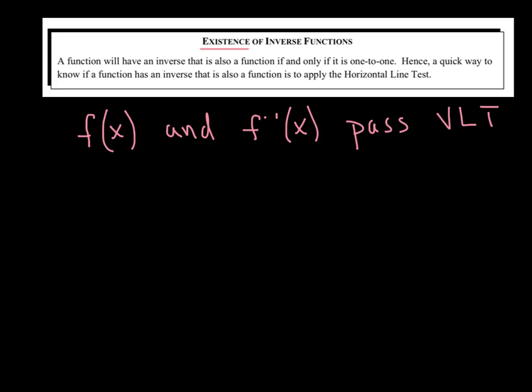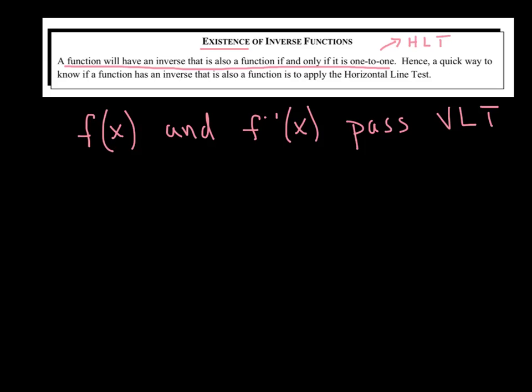So a lot of times this will be a question on a quiz or a test. They'll just ask you, here's a picture of f. Do you think its inverse will be a function or not? And in order to figure that out, we're going to say, this definition right here, a function will have an inverse that is also a function if and only if it is one-to-one. Okay. In other words, on our last video we said one-to-one means it's got to pass the horizontal line test.